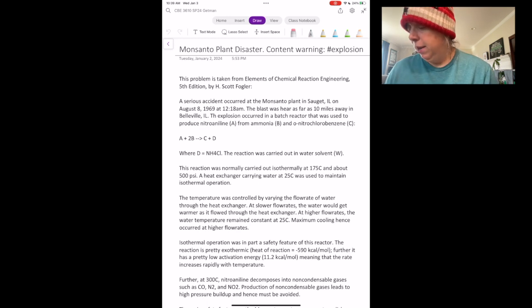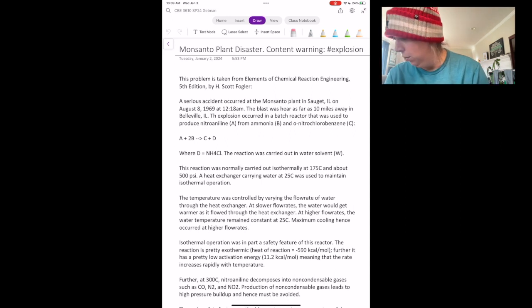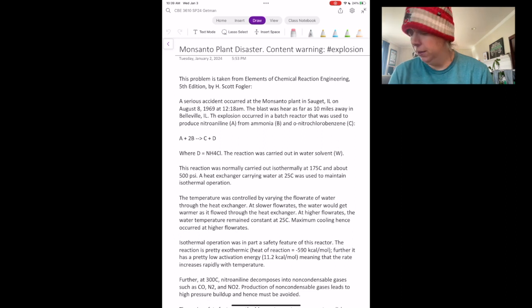This reactor was intended to operate isothermally. The isothermal operation was in part a safety feature of the reactor. This is because the reaction is pretty exothermic, with a heat of reaction of negative 590 kilocalories per mole. Further, it has a pretty low activation energy of just 11.2 kilocalories per mole. This means that the rate increases significantly with temperature, and the reaction gives off a lot of heat.